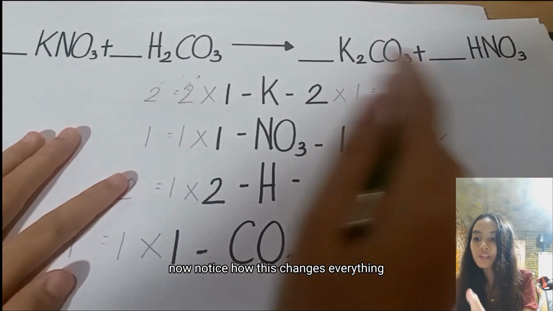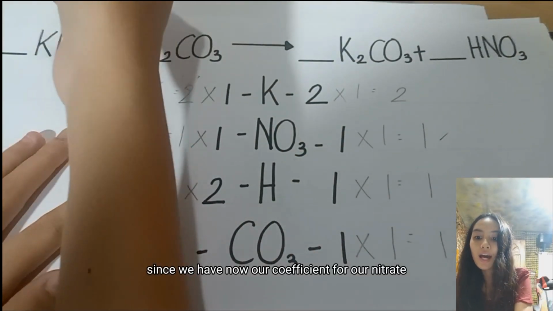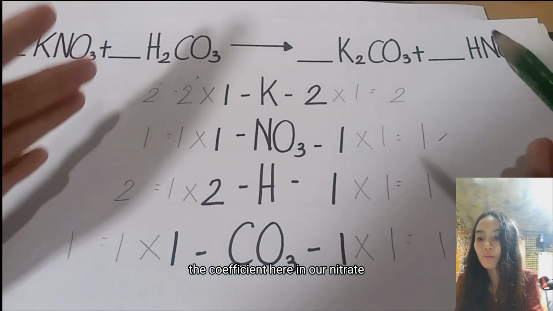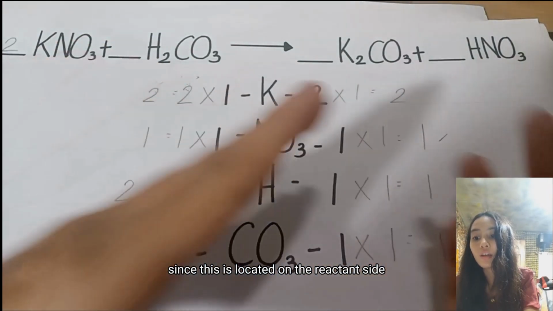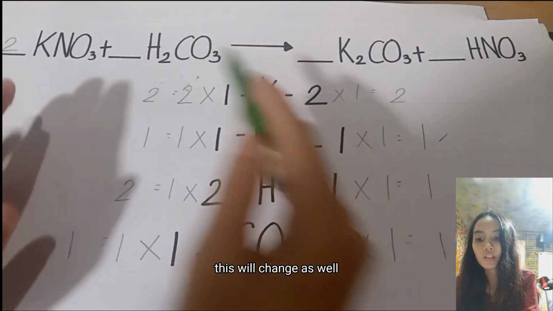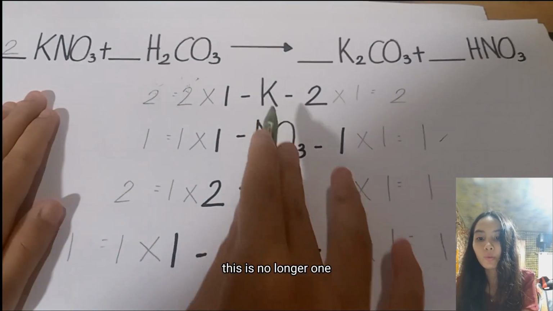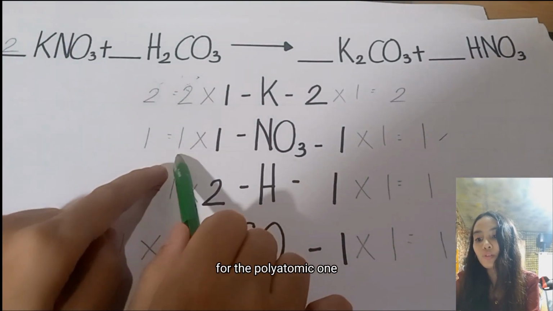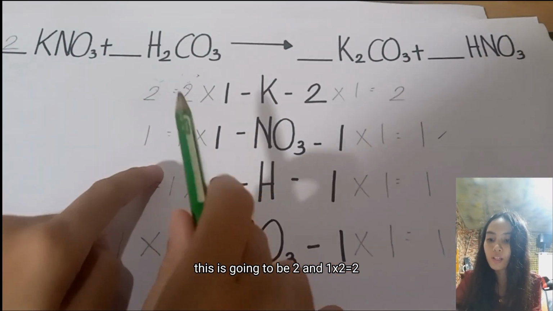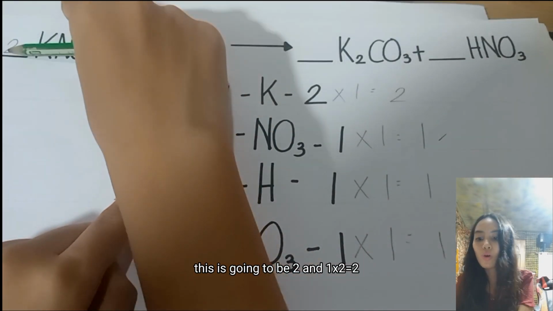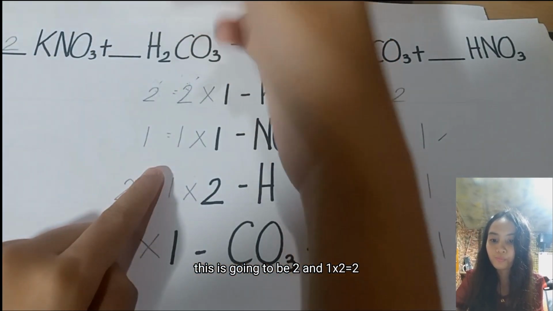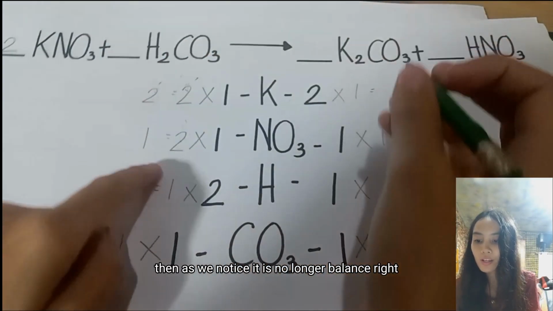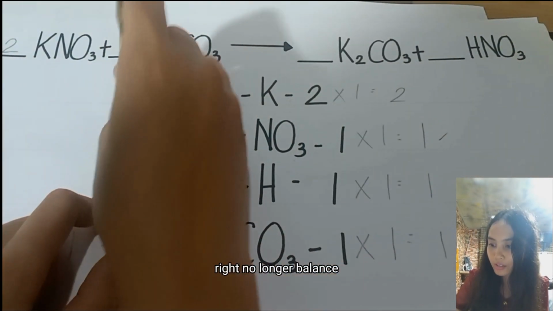Now notice how this changes everything. Since we now have a coefficient for our nitrate, and it is located on the reactant side, this will change as well. This is no longer 1, since we already have our coefficient for the reactant side, which is the nitrate, the polyatomic one. This is going to be 2. And 1 times 2 is 2. Then, as we notice, it is no longer balanced, right? No longer balanced.